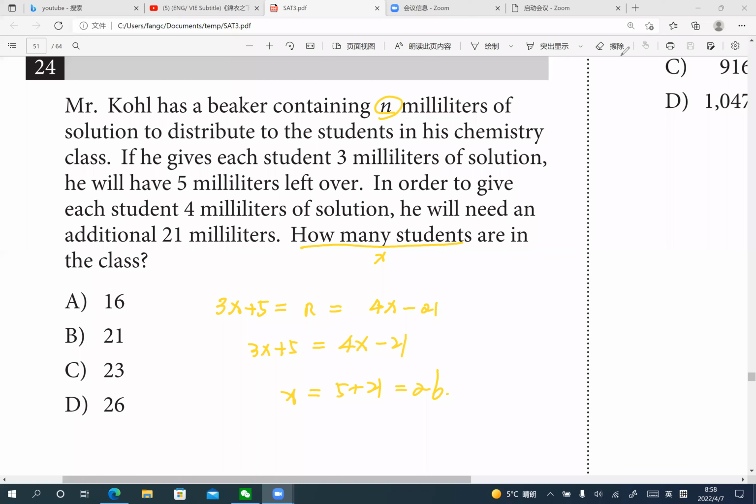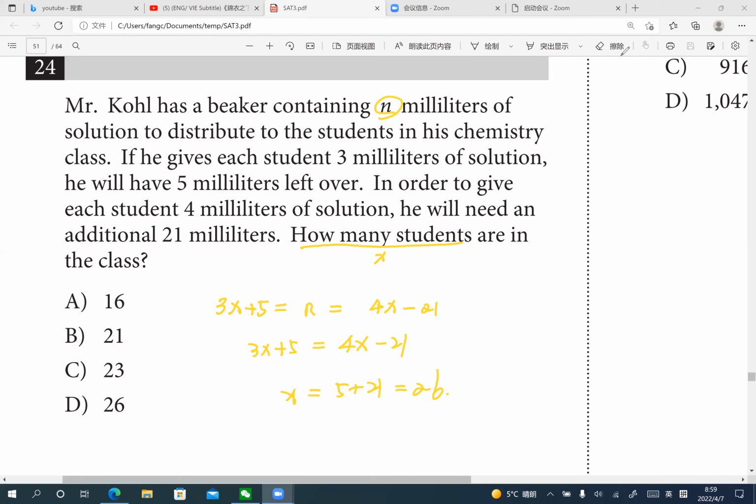Question 24. Mr. Cole has a beaker containing n milliliters of solution to distribute to the students in his chemistry class. If he gives each student 3 milliliters of solution, he will have 5 milliliters left over. In order to give each student 4 milliliters of solution, he will need an additional 21 milliliters. How many students are in the class? We use X to represent the number of students in the class.